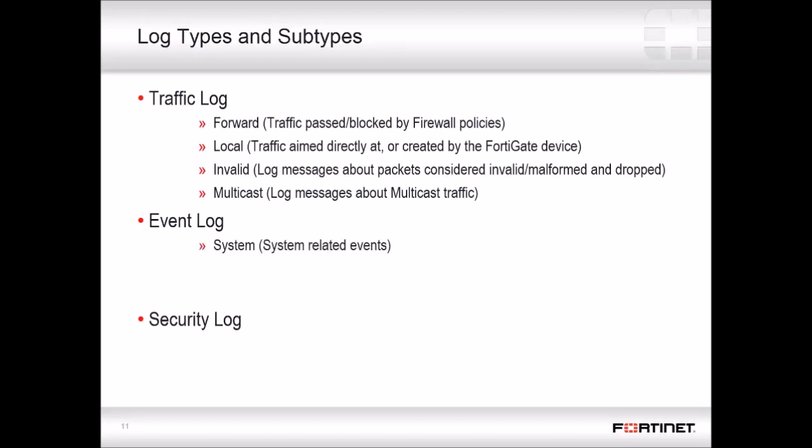Within the event log, there are a bunch of subtypes. System events are things that relate to system operations: automatic updates of the AV and IPS definitions, people logging into the GUI, router, VPN, user, etc. These all contain log entries related to that feature.